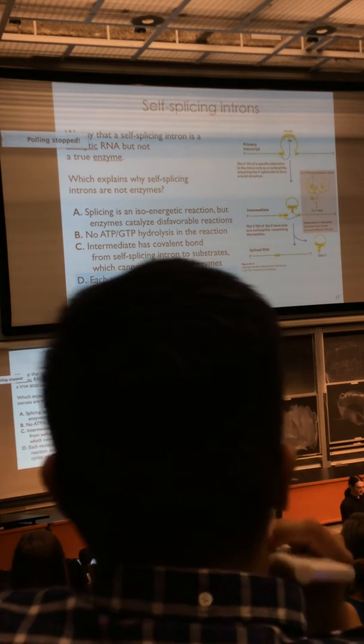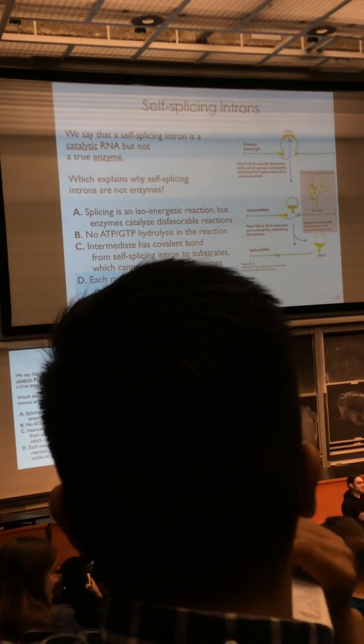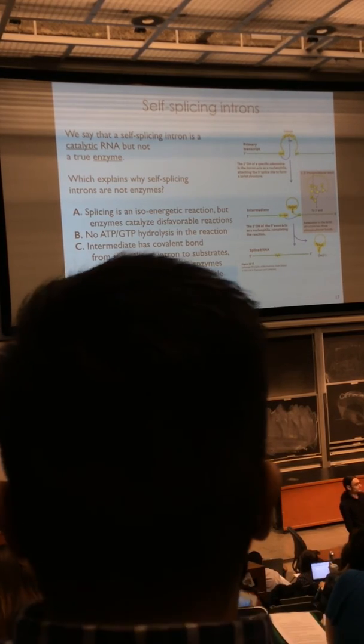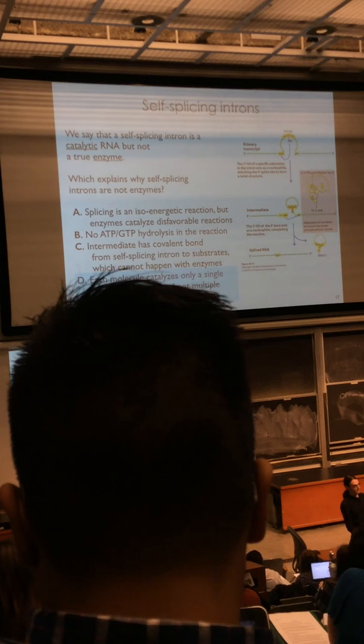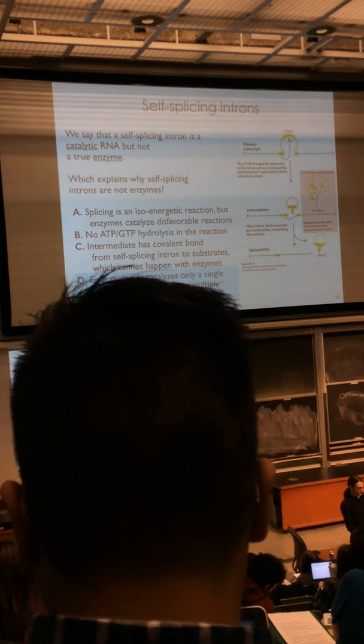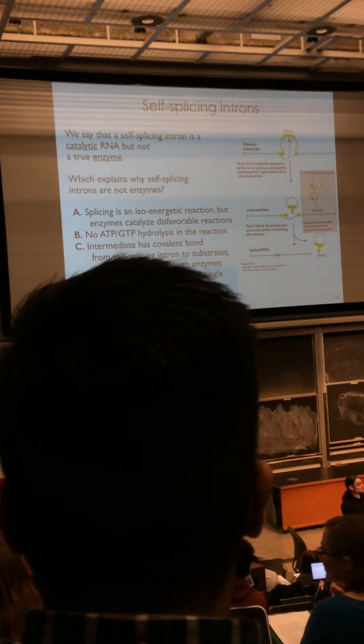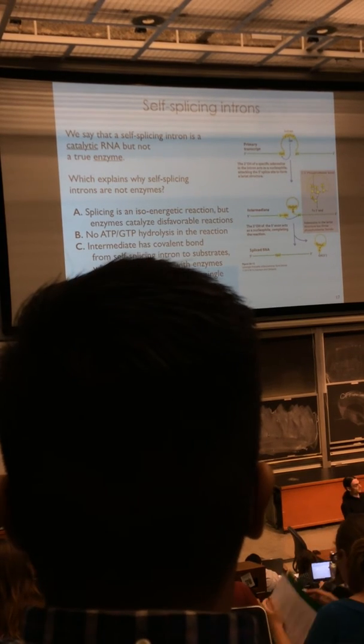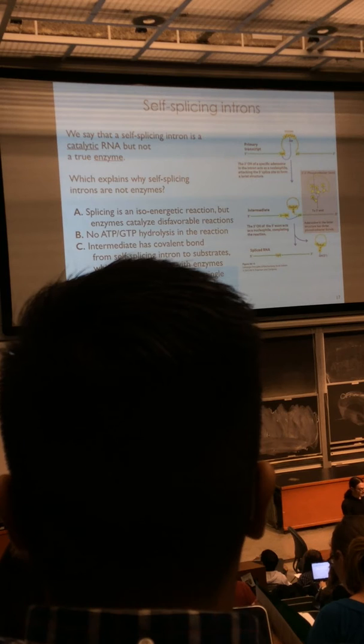And the answer is that the self-splicing intron is not a true enzyme because it carries out this reaction only once on itself. Whereas an actual enzyme can carry out multiple rounds of catalysis of the same reaction. One protein molecule can carry this out multiple times.